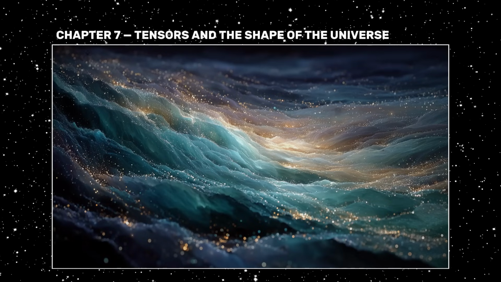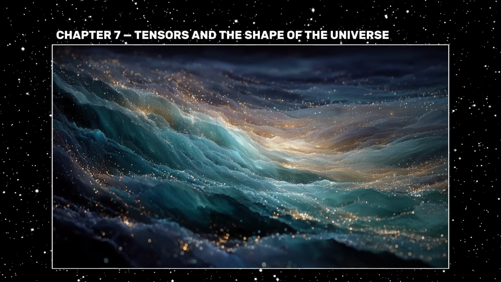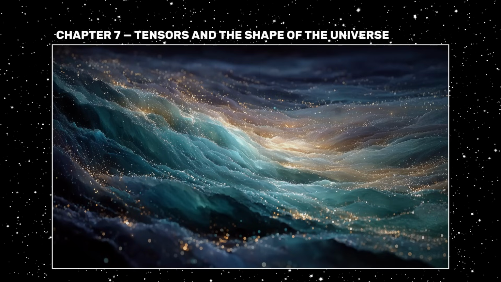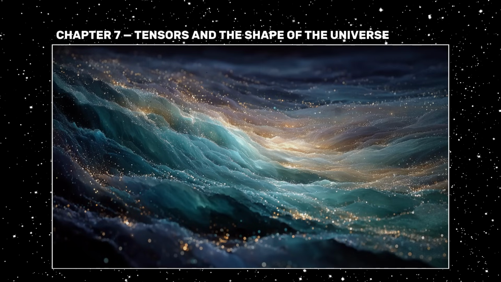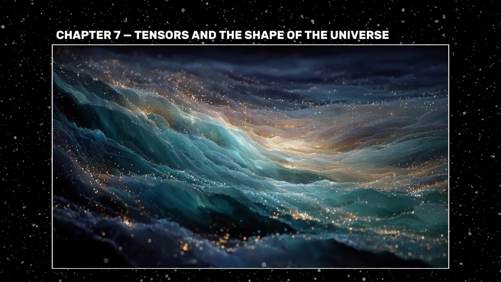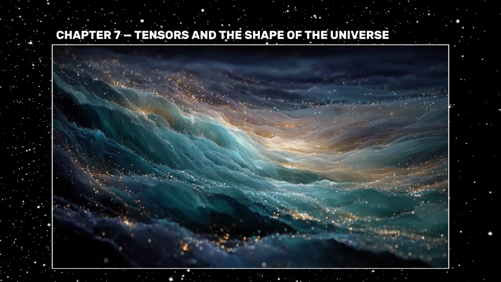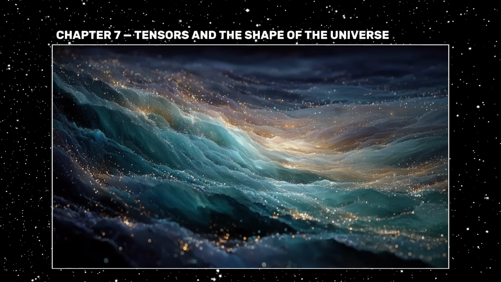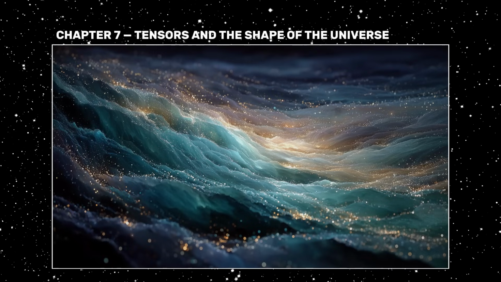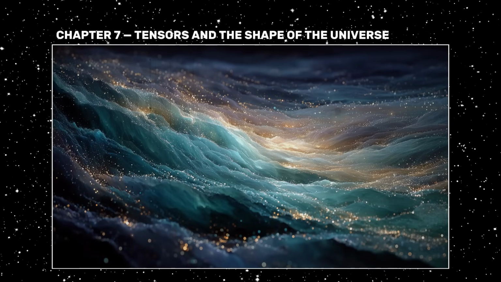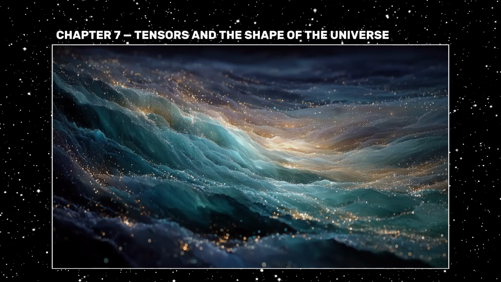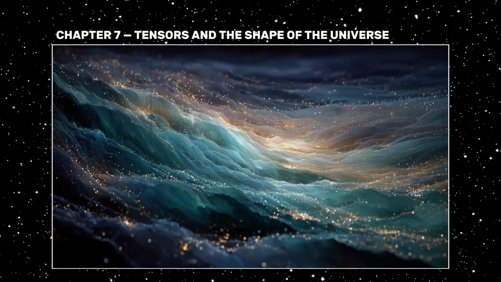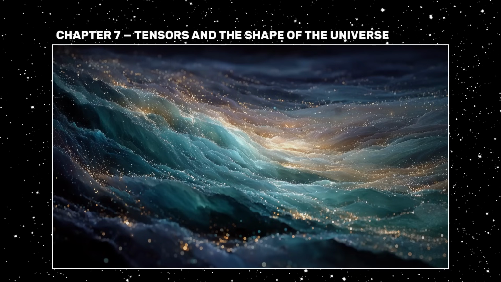Tensors enter this picture not only as abstract mathematics, but as the tools that connect theory to observation. The stress-energy tensor describes the contents of the universe: radiation, baryonic matter, dark matter, and dark energy. The Einstein tensor describes the curvature of spacetime. Their interplay in Einstein's equations yields the Friedmann equations, simplified versions that govern cosmic expansion.